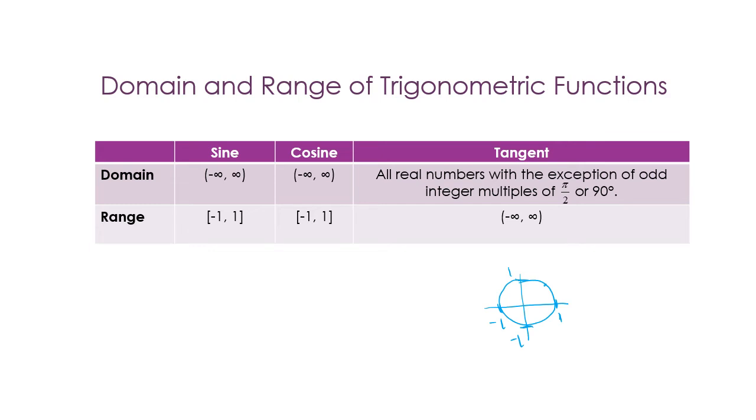Now, when we talk about tangent, we have a little bit of a different thing, and that's because we can't divide by 0. So for the domain of the tangent function, it's all real numbers with the exception of odd integer multiples of pi over 2. So for example, pi over 2, 3 pi over 2, 5 pi over 2, those are all odd integer multiples. And then the range is from negative infinity to infinity.